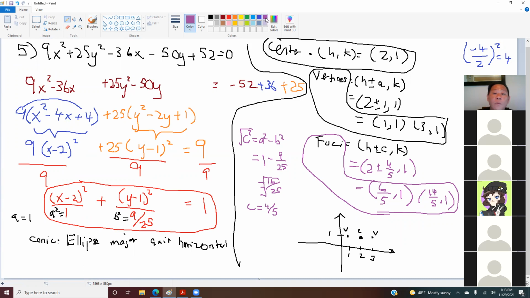Okay. Now we need to do the B. So B squared is 9 over 25, so B in this case is 3 over 5. So what you do here is you go up 3 over 5, go down 3 over 5, because that's my B. So you got this point and this point based on the B, and you got this point and this point based on your A, or based on your vertex. So your ellipse here will look something like this. This is your ellipse. So this is what your graph looks like for question 5.